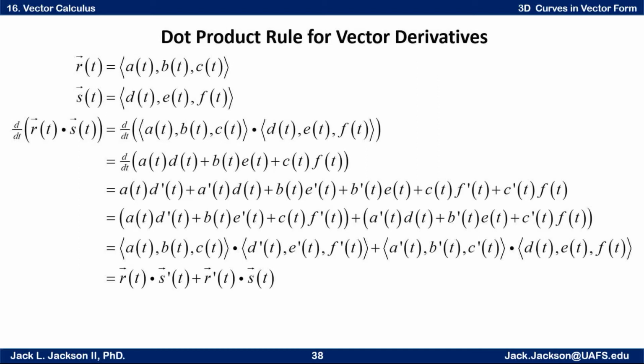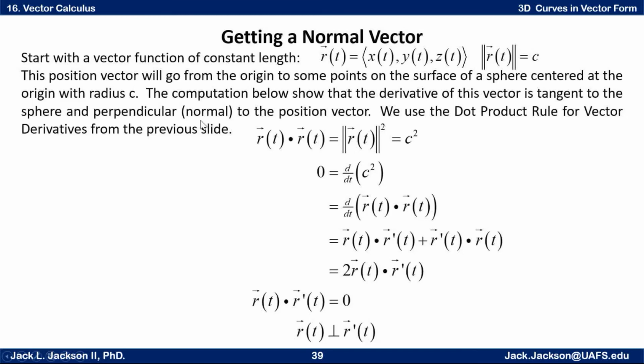So what you get is R dot S prime plus R prime dot S. So it works basically like the product rule works for calculus 1. First times the derivative of the second plus second times the derivative of the first. The times is the dot product here. Now I wanted to do that to show you something here on the next page.